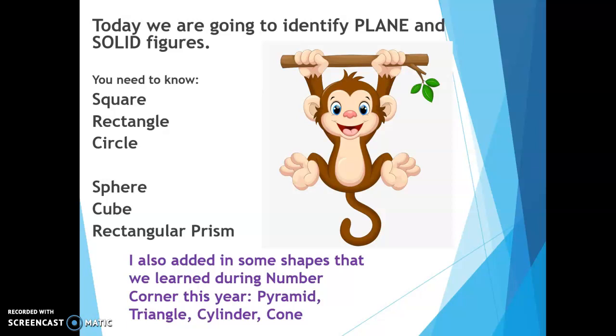Now in Number Corner this year, we've also learned about some other solid shapes, such as the pyramid, not a triangle, sorry, a pyramid. Sometimes there's a cylinder and a cone. Another plane shape that you might have talked about in Number Corner, and I know you've had it in the past, is actually a triangle.